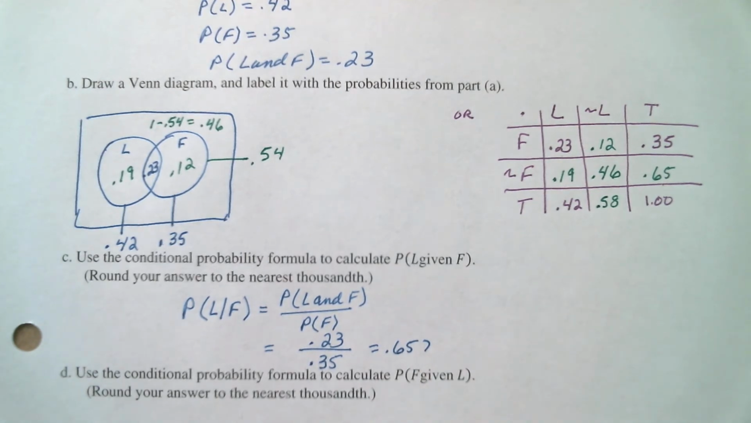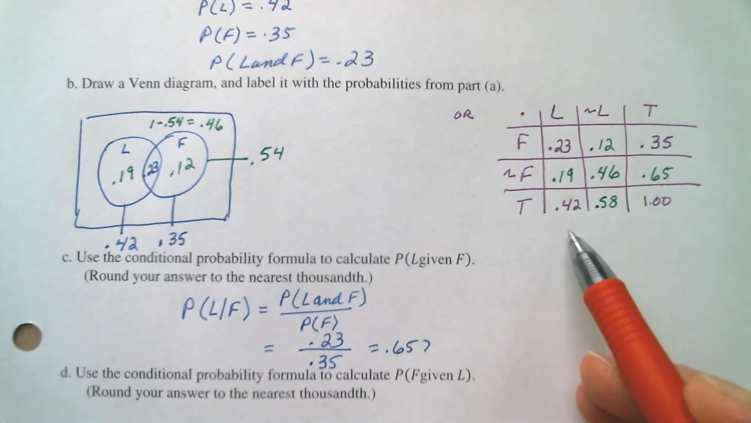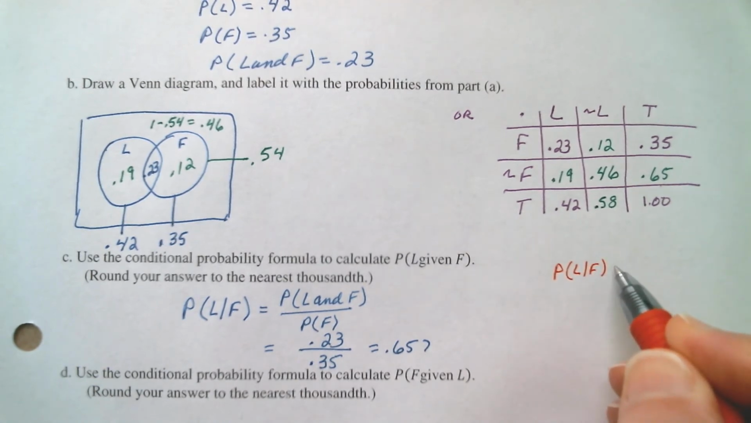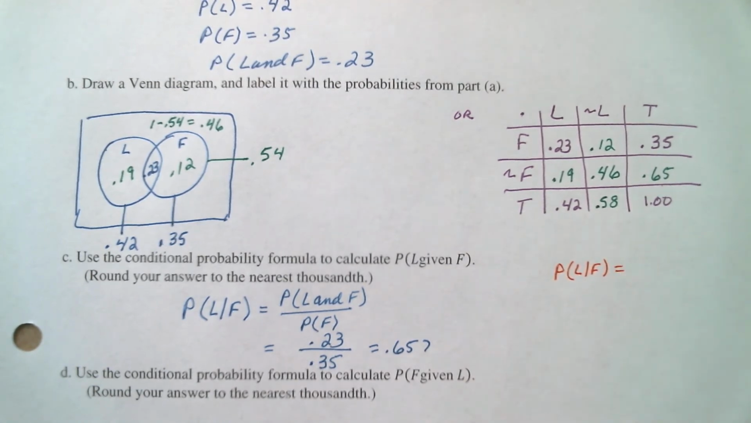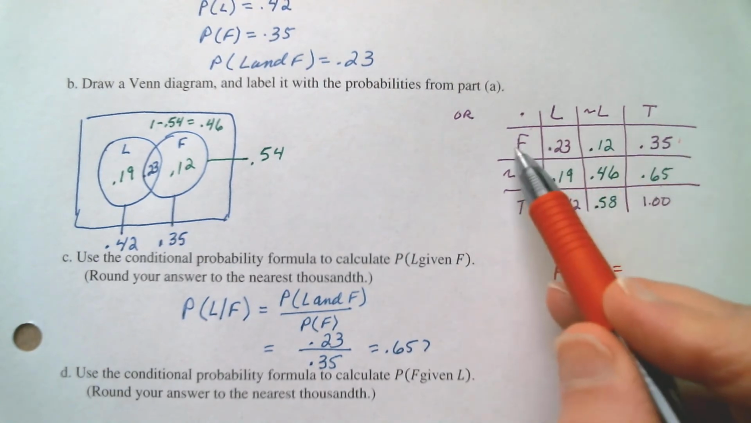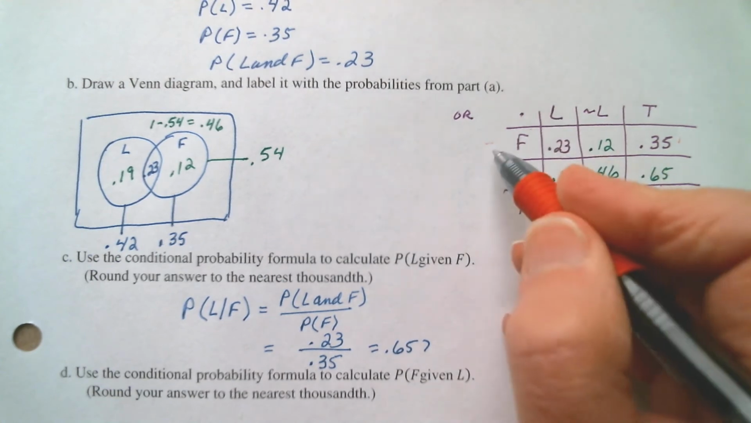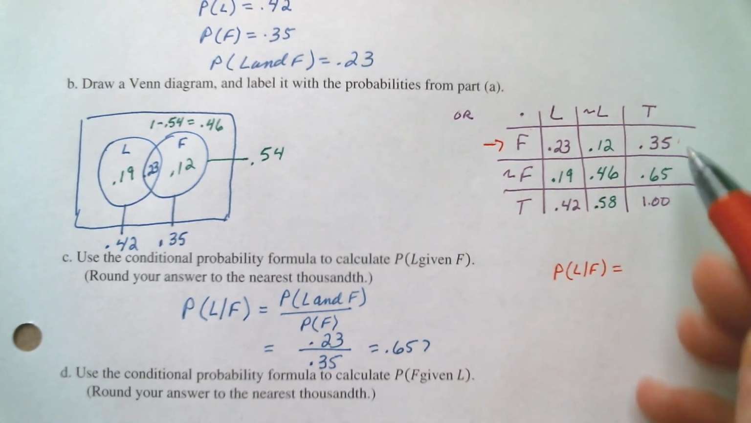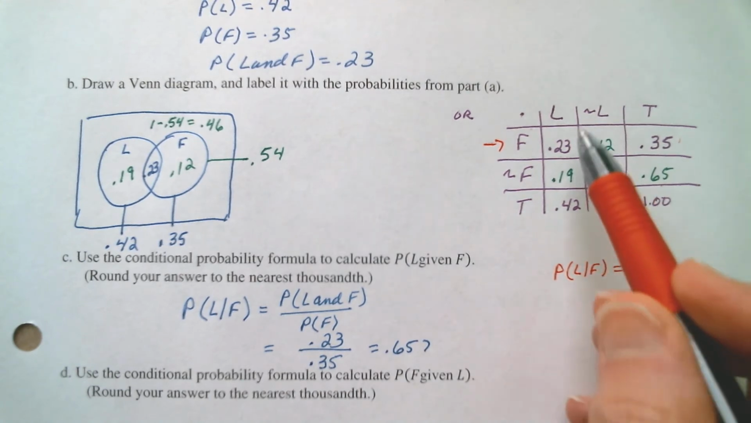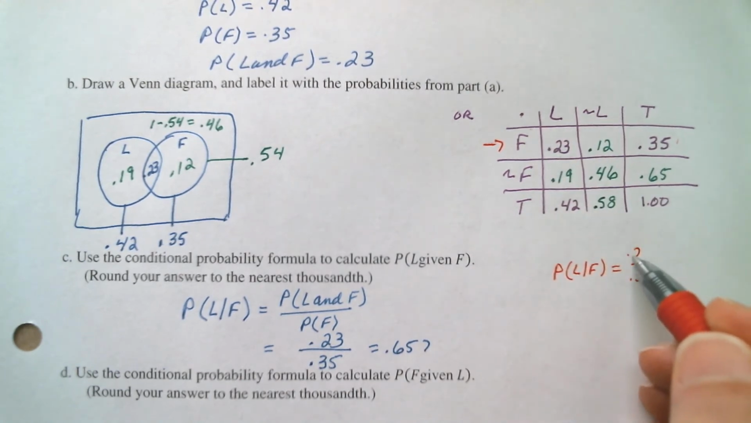If I'm looking at the table and I want the probability of L given F, so the given F, we're looking at just the female column, and the total there is 0.35, that's our denominator, and the L and F is the 0.23.